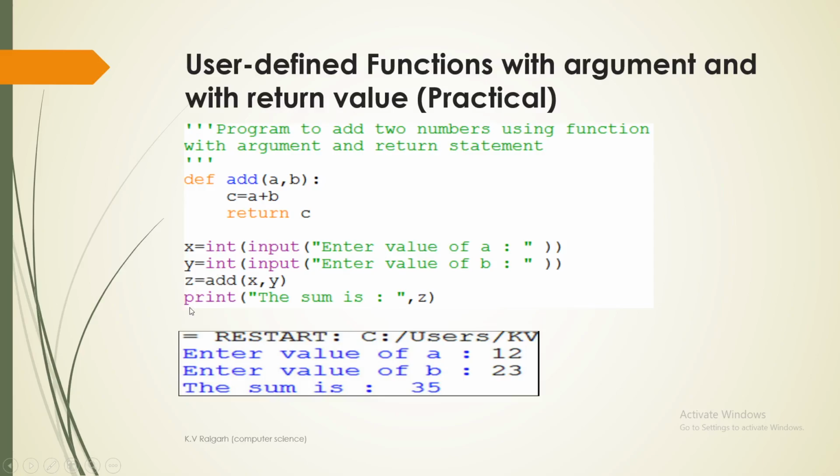Now you can print that value. How can you print that value? Print "The sum is", comma, z. So z contains 5, and it will display 5. You can look here, there is a screenshot of the output screen.